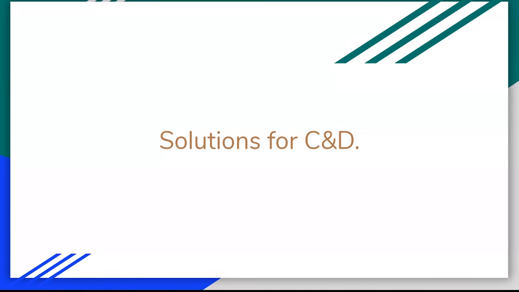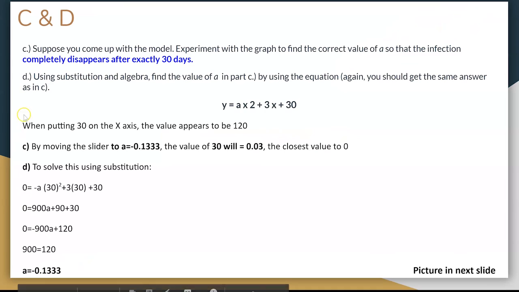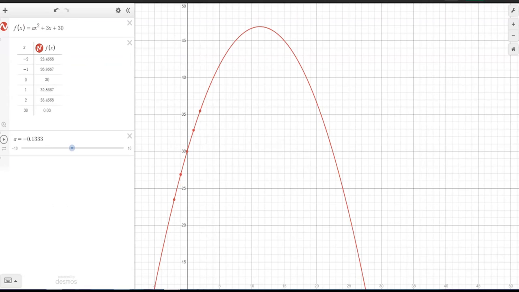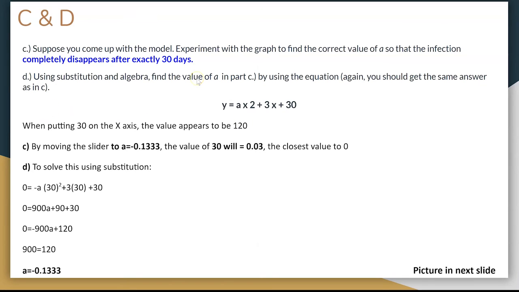So now the solutions for C and D. Now we're trying to completely make the virus disappear after 30 days. Wouldn't that be so nice if the virus could just go away in 30 days? But that's not going to happen. So when putting 30 on the x-axis, the value appears to be 120. Imagine this says 120. So that is a lot bigger than what we want.